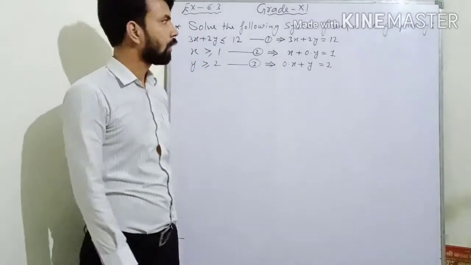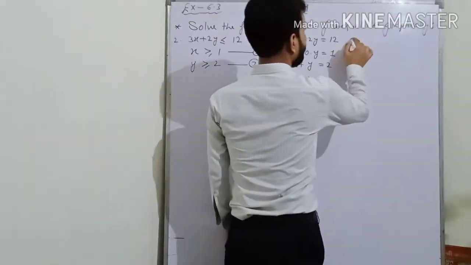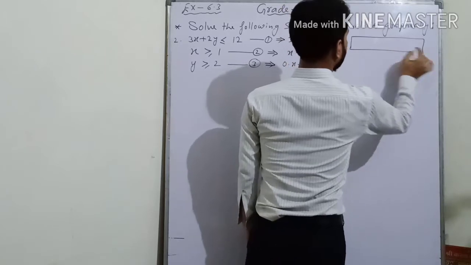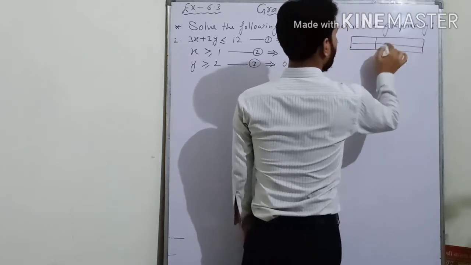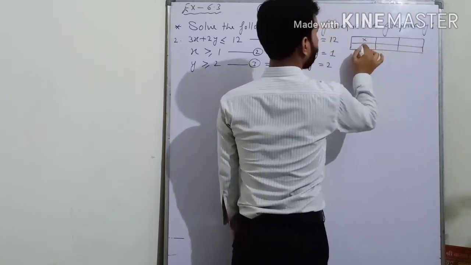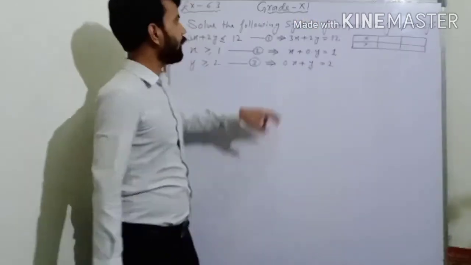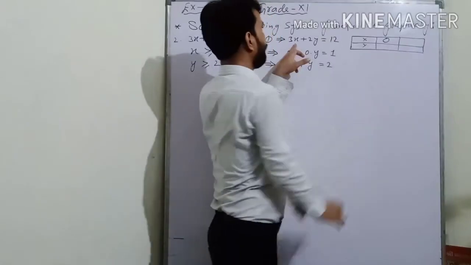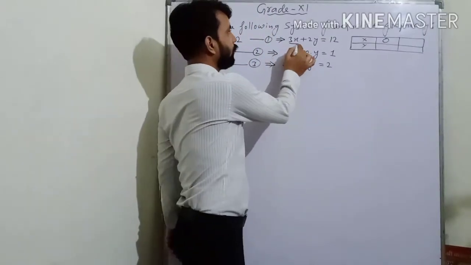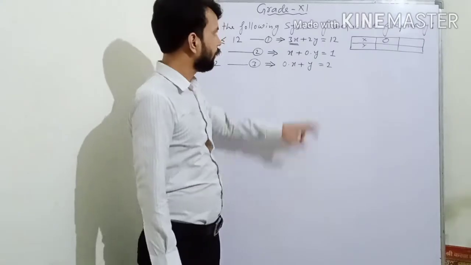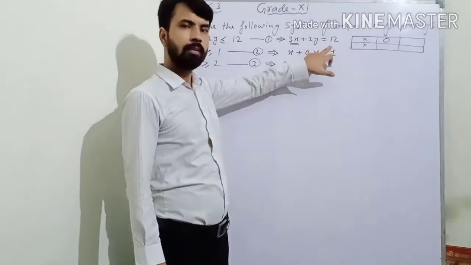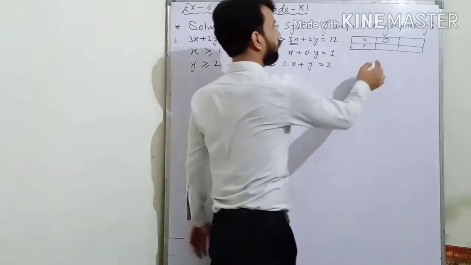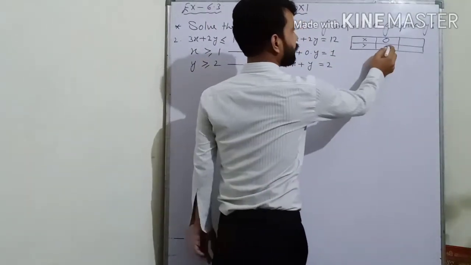Got it? Now we have to find the points. So for the first line, we will have to find the values of x and y. So beta, if I put x as 0 here, so 3 into 0 gives you 0. We will get only 2y equals 12. Then y equals 12 upon 2. 12 upon 2 means 6. Hence the value of y will be 6.